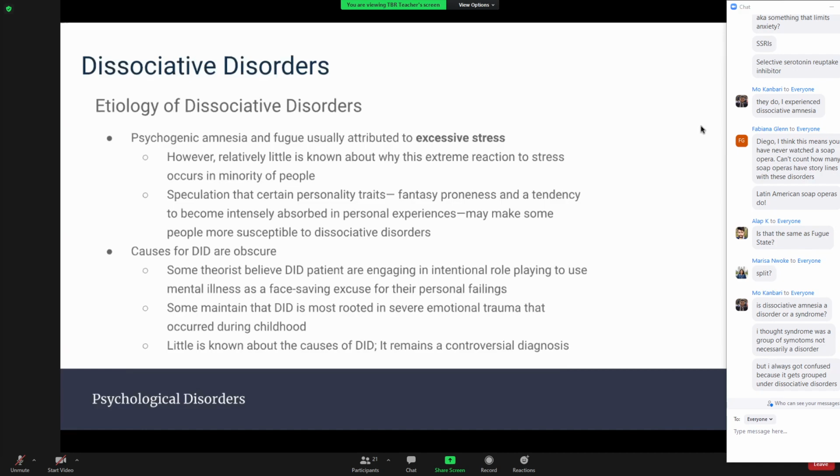Specifically for multiple personalities or DID, the causes for that are totally obscure. Like I said, some theorists think that it actually doesn't exist and that patients are intentionally doing role play, and a reason for that might be as an excuse for personal failings. Some that do think that DID is a real condition think that it's rooted in severe emotional trauma, particularly during childhood. But again, little is actually known of the causes of DID, and it still remains one of the most controversial diagnoses that are out there.